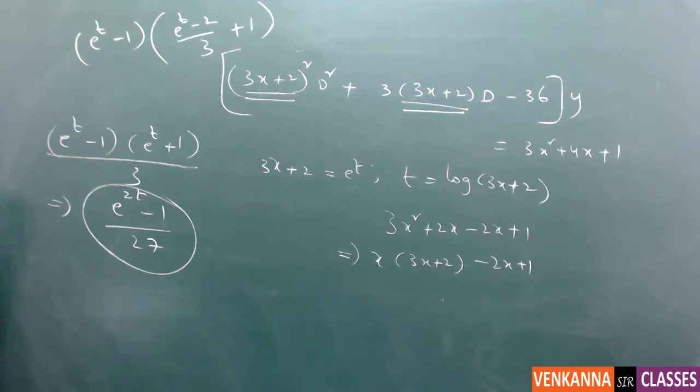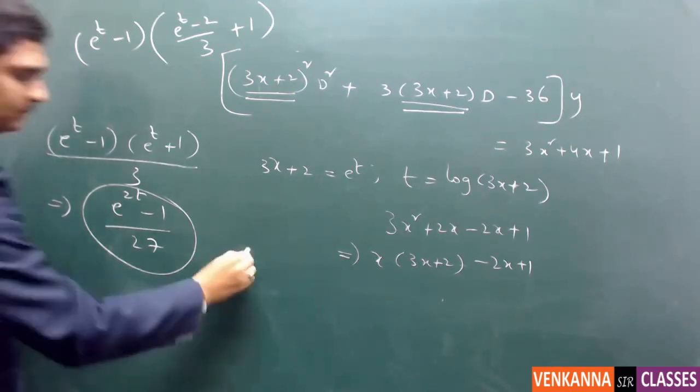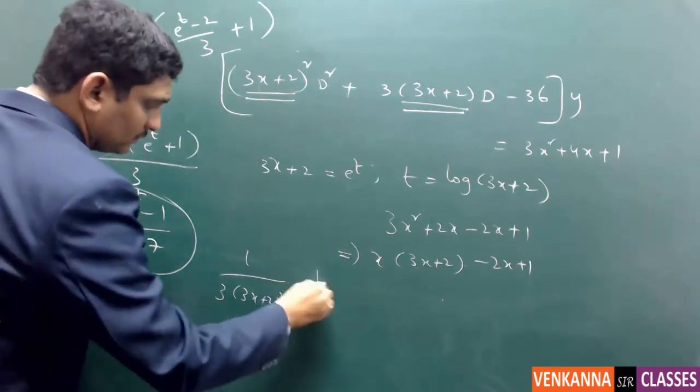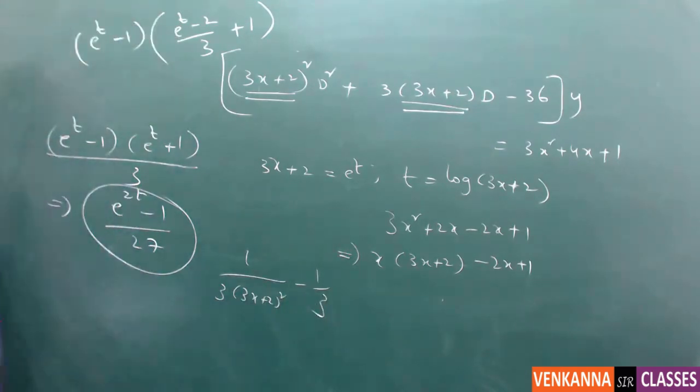So 1 by 3 into 3x plus 2 whole square minus 1 by 3, fine, that is a good idea. This is what you have tried. Minus 1 by 3 is also in the denominator. Okay, however, 1 by 3 separate. Okay, right.